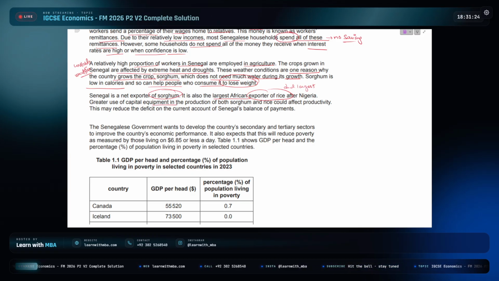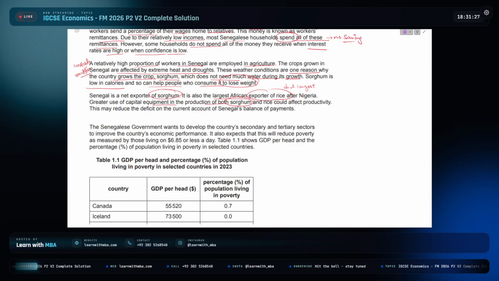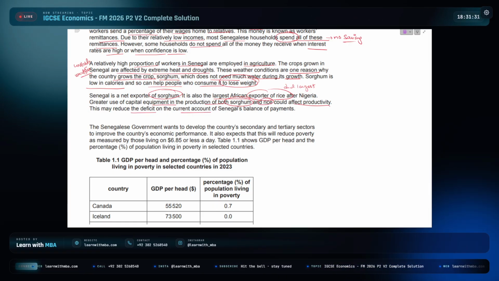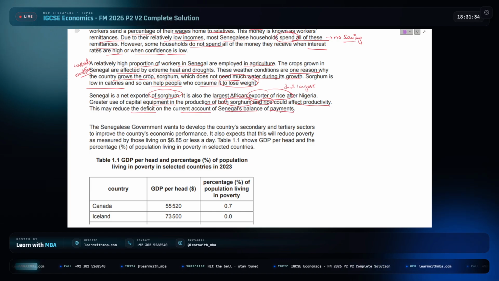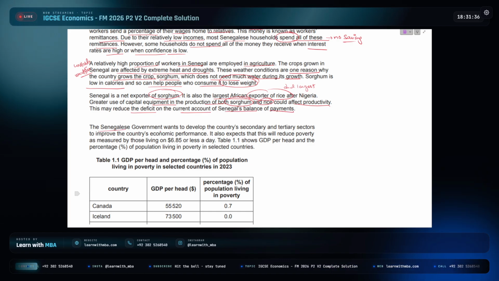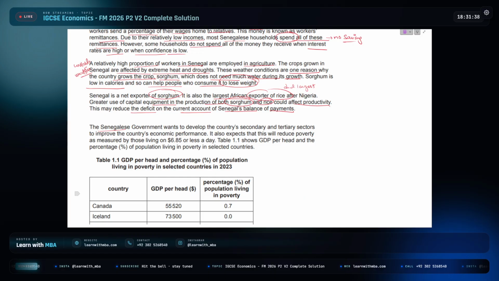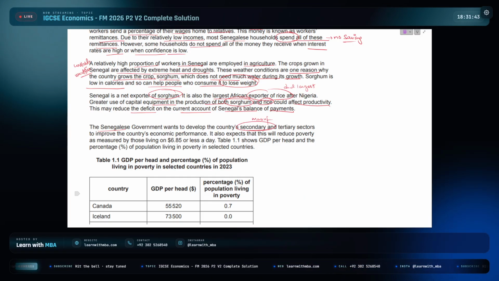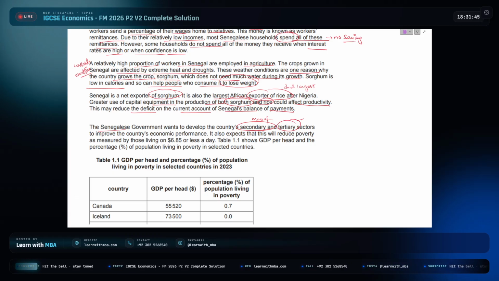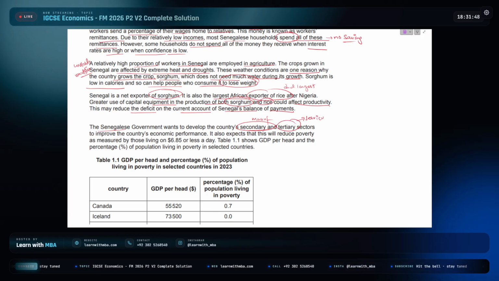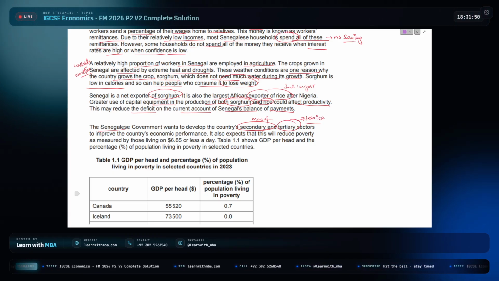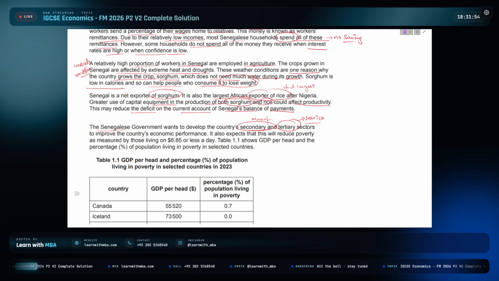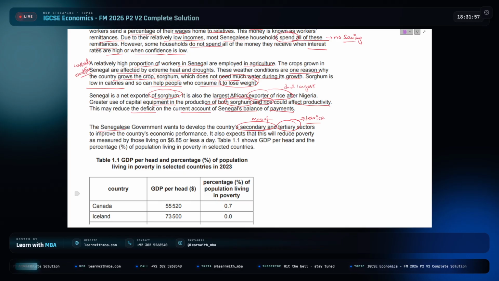The greater use of capital equipment in the production of both sorghum and rice could affect productivity. This may reduce the deficit on the current account of Senegal's balance of payments, and the Senegalese government wants to develop the country's secondary and tertiary sectors. So secondary means the manufacturing sector, and tertiary means the service-based sector, right? So they basically want to increase the country's GDP contribution of the secondary and tertiary sectors.